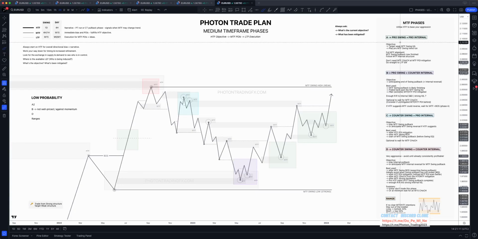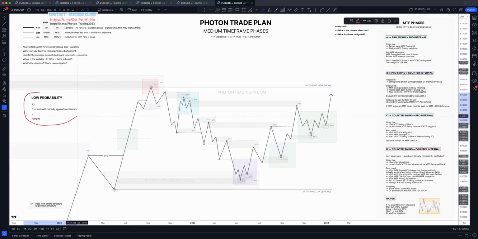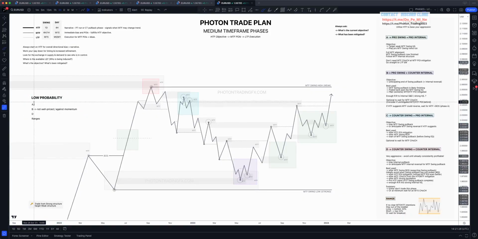So the first one we're going to kick off is low probability. Let's look at what those setups are. Generally, at least I have found, they come in these phases: phase A2, phase B, phase D, and phase ranges. I'll go through these one by one now to try and make those clear. So what is phase A2?